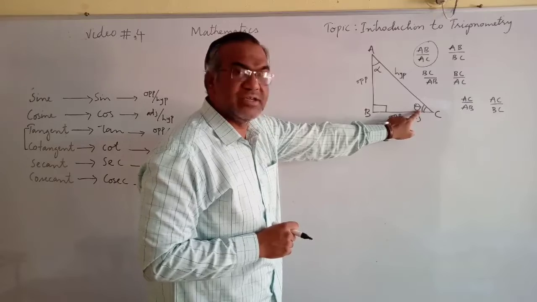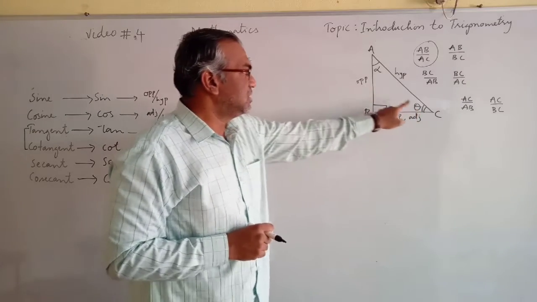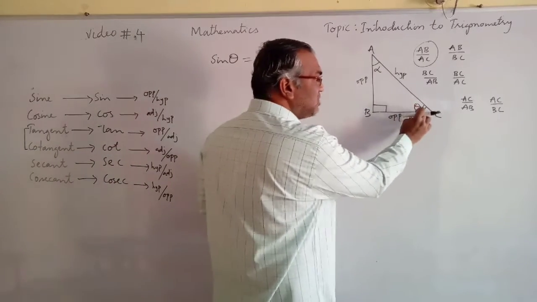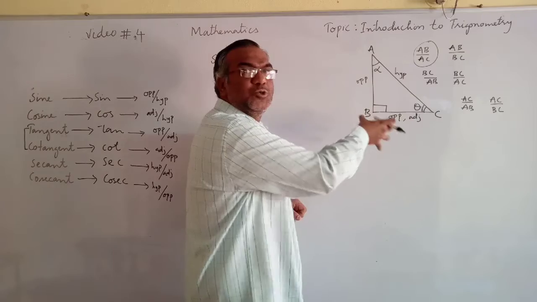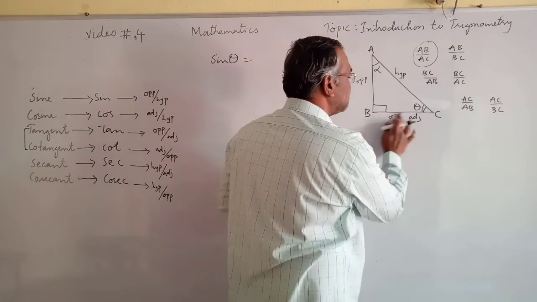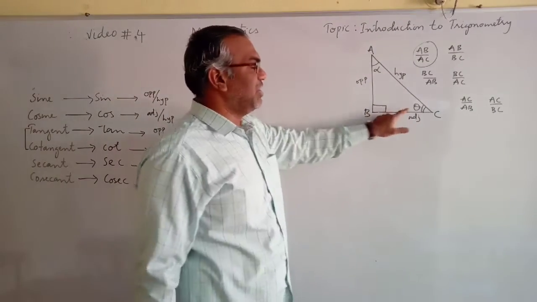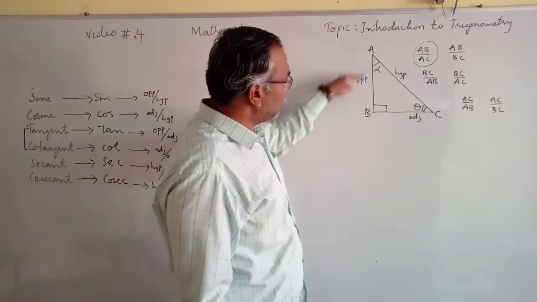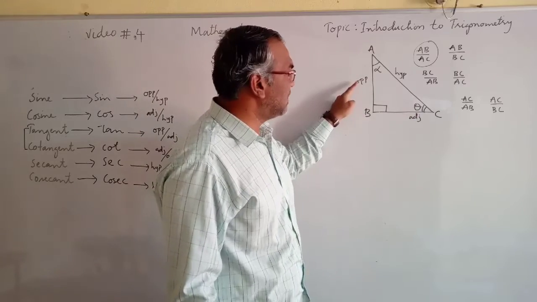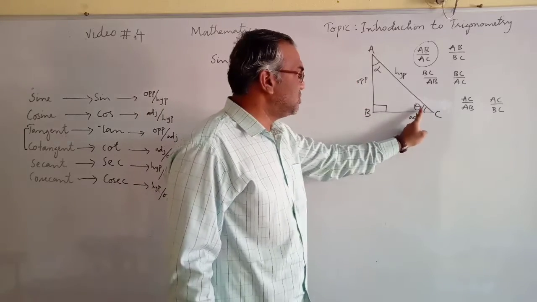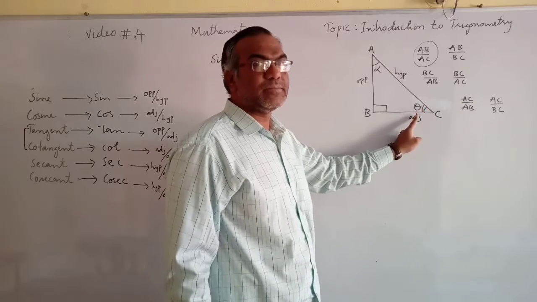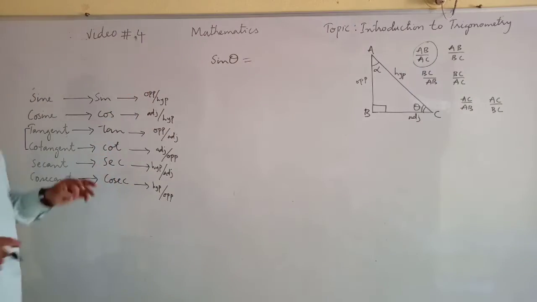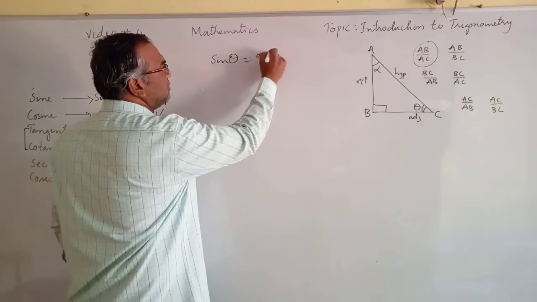You see angle theta? The side opposite to theta will be opposite. And the side which is adjacent to theta, which is attached to theta, that will be adjacent. So in case of taking theta with the trigonometric ratio, AB will be opposite to theta, and BC will be adjacent, which is attached to theta. That's very important.